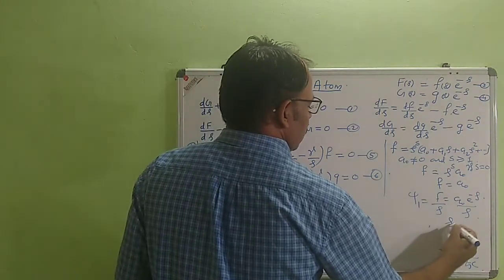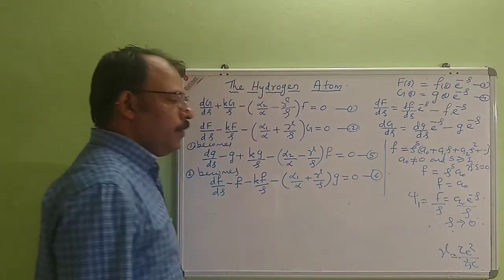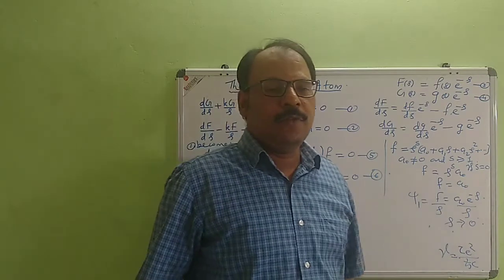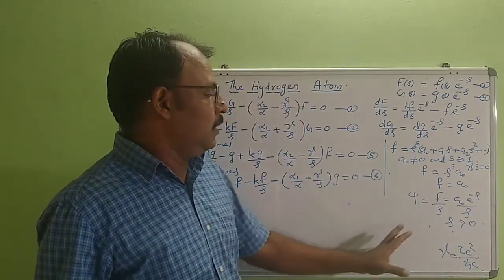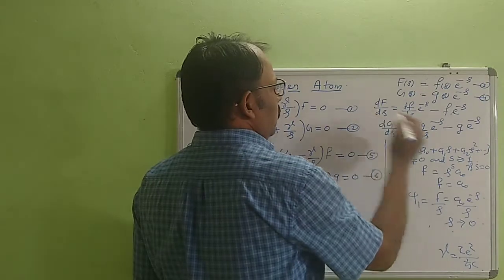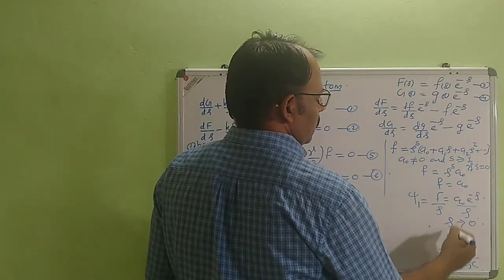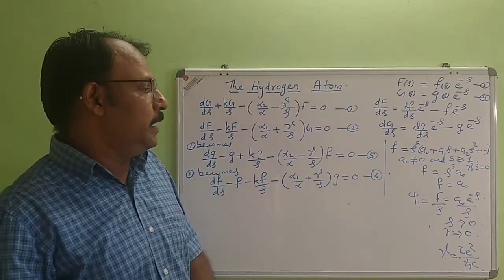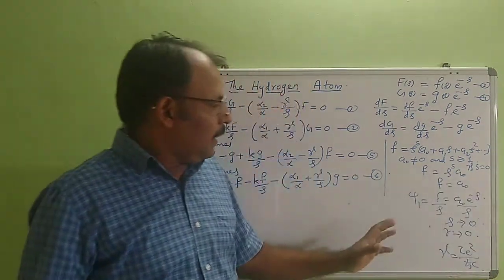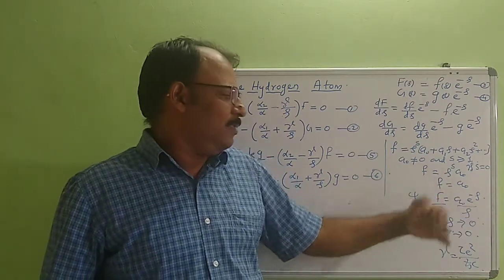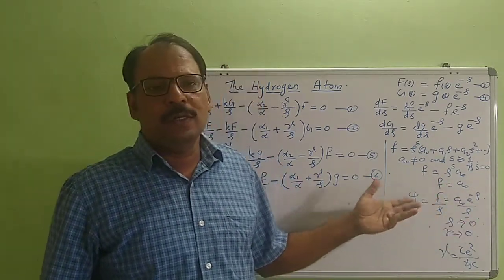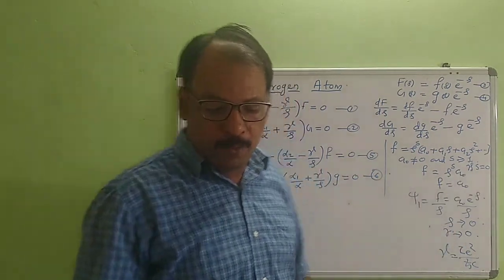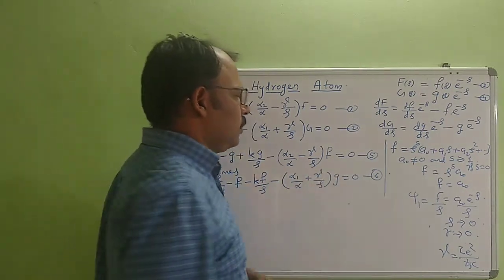Now take the case with rho equal to 0. When rho equal to 0, e raised to 0 is 1. This will be a0 by 0. That means the solution diverges at the origin. Rho is alpha r, so rho equal to 0 means r equal to 0. So when we take s equal to 0, it can have a diverging solution, divergence at the origin. So it is not an acceptable solution. That means s should be 1 or greater than 1. It can be 2, 3, etc.